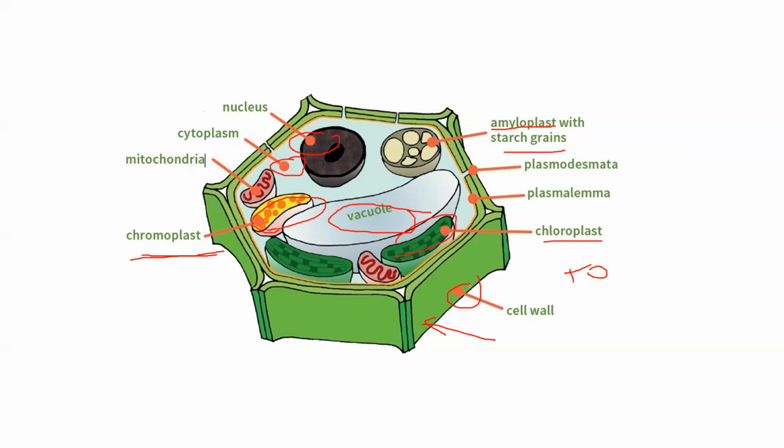Okay, the layer between cell walls of adjacent parenchyma cells is referred to as the middle lamella. This is the cell wall, and between these there are plasmalemma, plasmodesmata. So there are layers. Do you see? One, two, three, four. So the layer between cell walls of adjacent parenchyma cells is called the middle lamella.